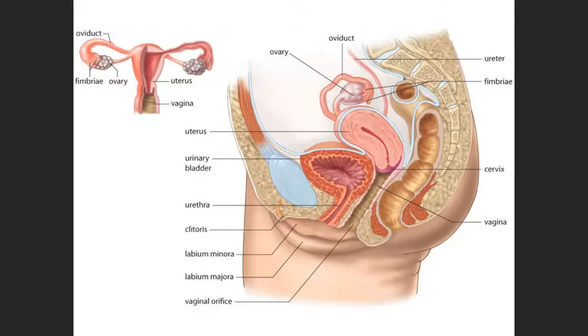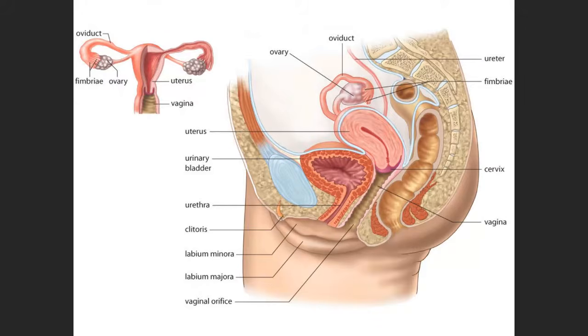Now, the female reproductive structures, the important thing to do is to, of course, remember about the pathway the eggs need to take in order to get to the uterus. They're produced by the ovaries.